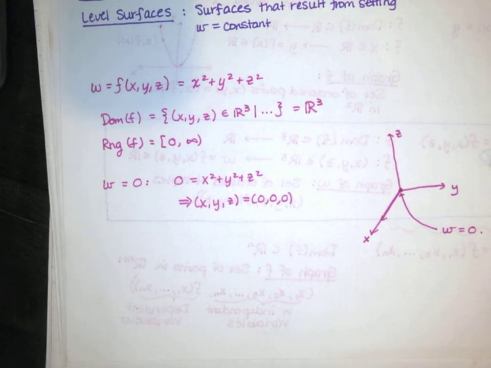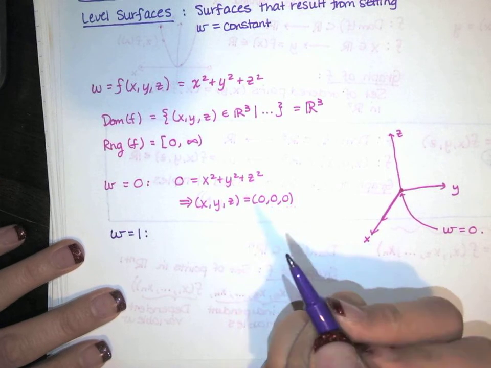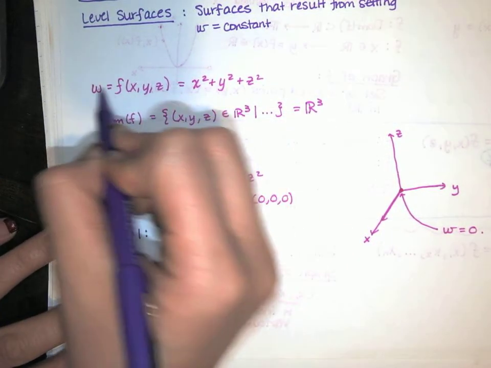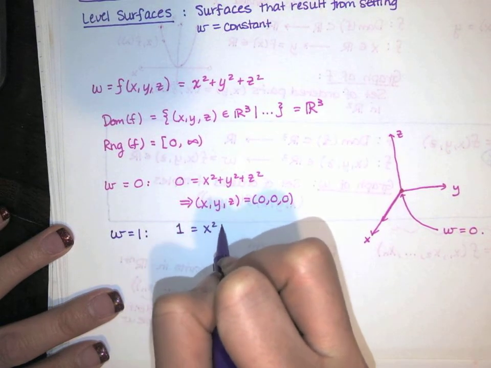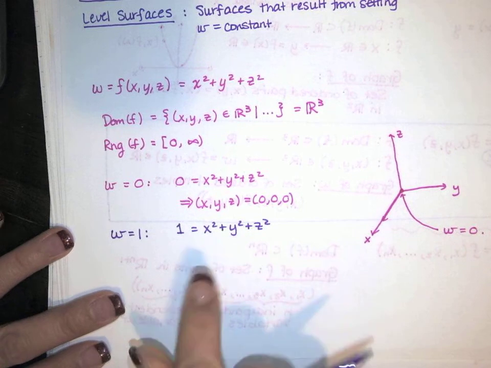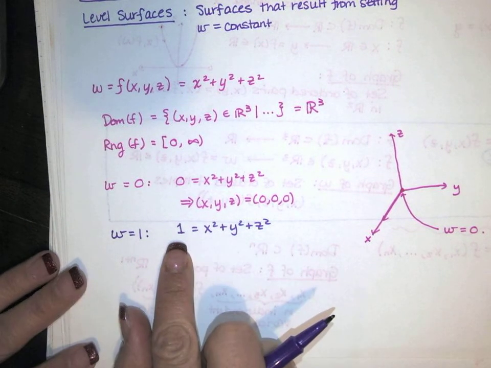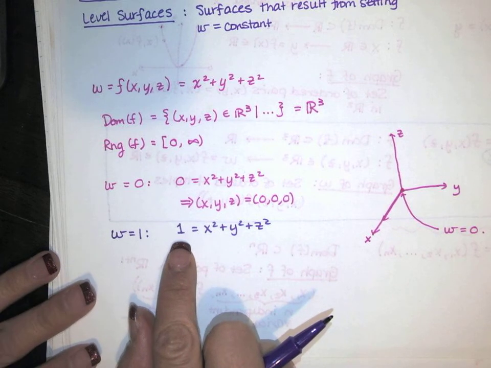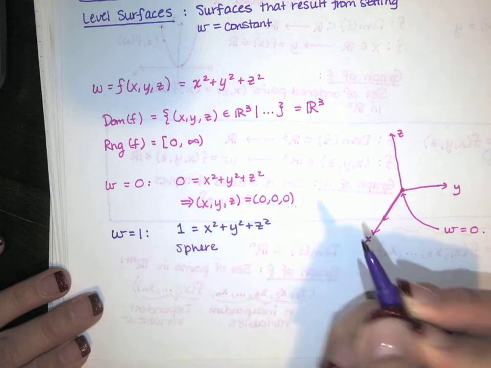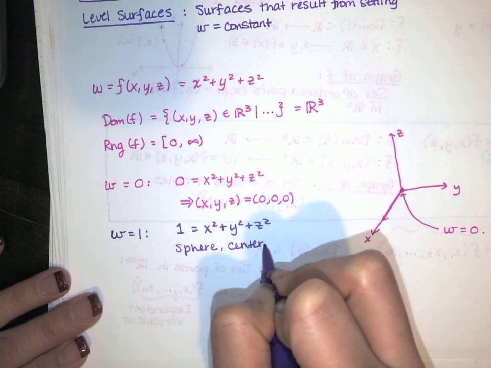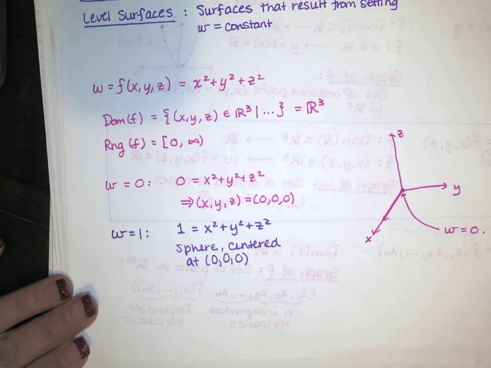Pretty boring. Now let's see what happens when w equals 1. When w equals 1, I'm setting this, that's my w, equal to 1, and I have 1 equals x squared plus y squared plus z squared. And hopefully you say, ah, yes, that is the equation of a sphere centered at the origin with a radius of, well, r squared is 1, so r equals 1. So this is a sphere centered at the origin with radius 1. Remember, it's centered at the origin because we're not subtracting anything from the x, y, or z.